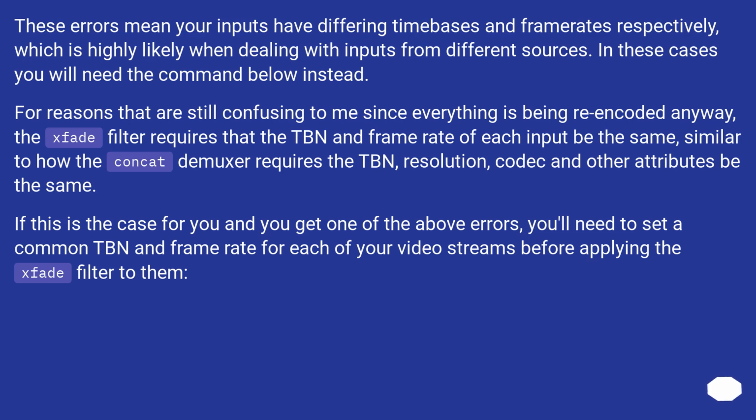For reasons that are still confusing to me since everything is being re-encoded anyway, this fade filter requires that the TBN and frame rate of each input be the same, similar to how the concat demuxer requires the TBN, resolution, codec and other attributes be the same. If this is the case for you and you get one of the above errors, you'll need to set a common TBN and frame rate for each of your video streams before applying the fade filter to them.